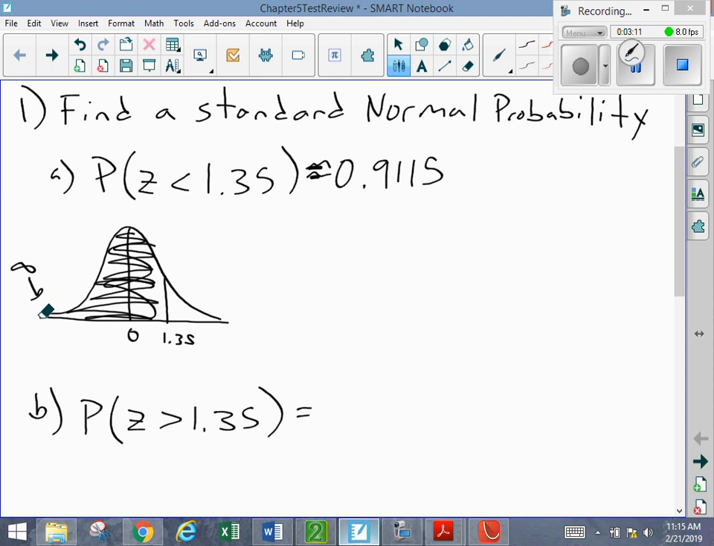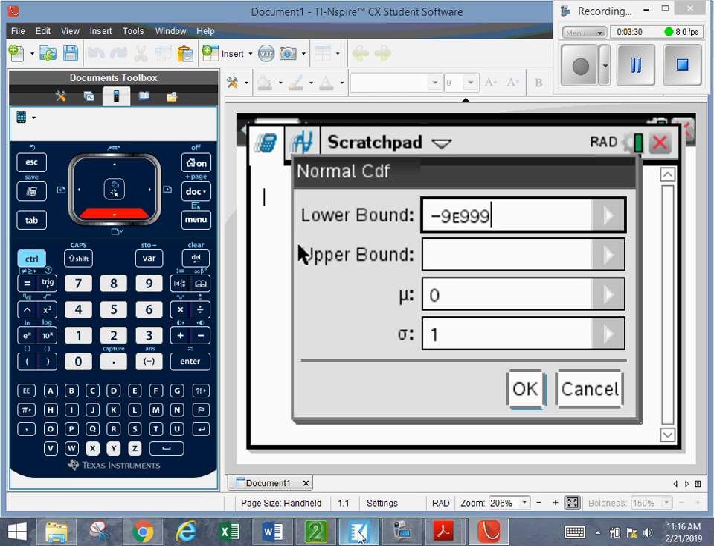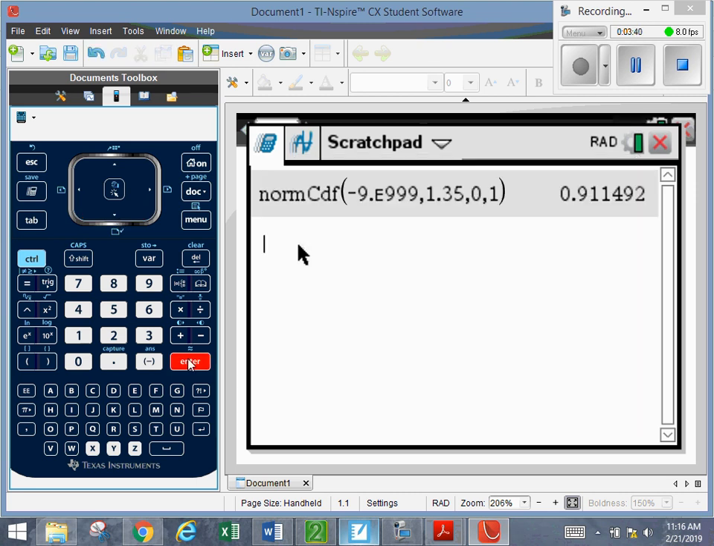This is just like the one before, exactly. There's no curveball. And then this is your upper bound. So my upper bound is 1.35, and my mean is 0 and standard deviation is 1 because it is a standard normal distribution. And hey, I got the same thing that I got from my Z table, and that is real good.